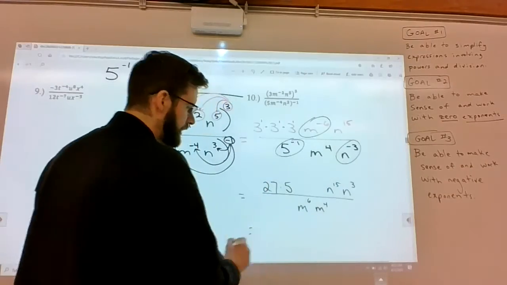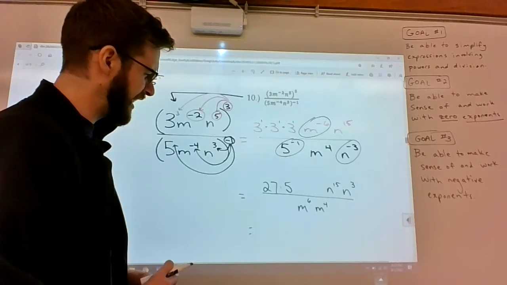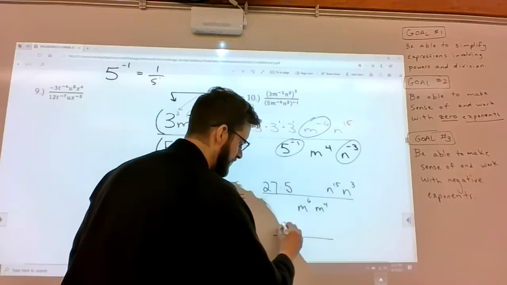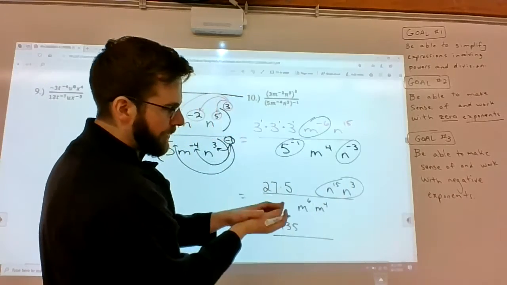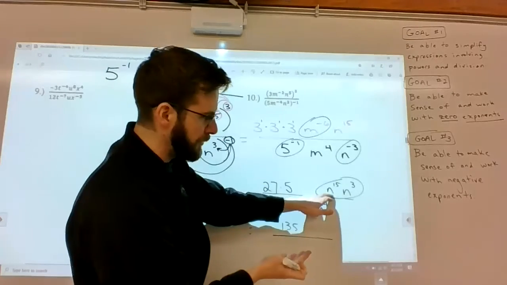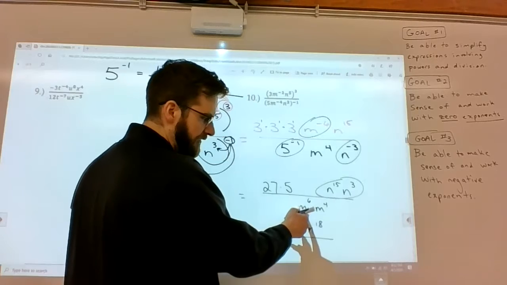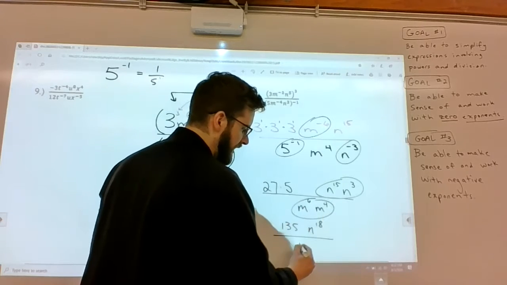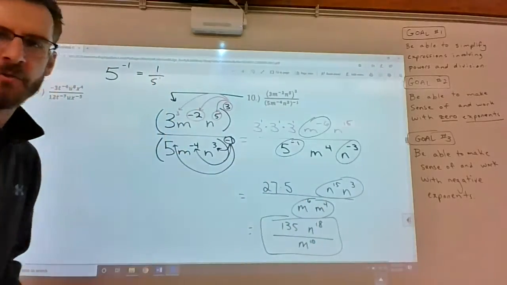All right, so you take 27 times 5, which is, I think, 135. That remains on top. If these are in the same spot, remember you add the exponents because we're multiplying these 2 parts, so it's n to the 18. And then on the bottom you have m to the 6 times m to the 4. That's m to the 10. So our final answer is right there.